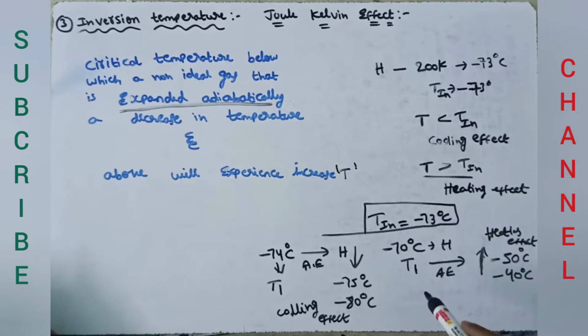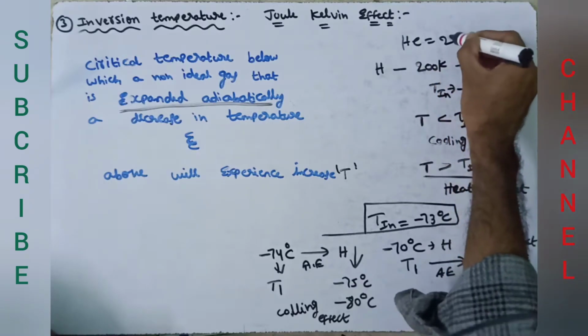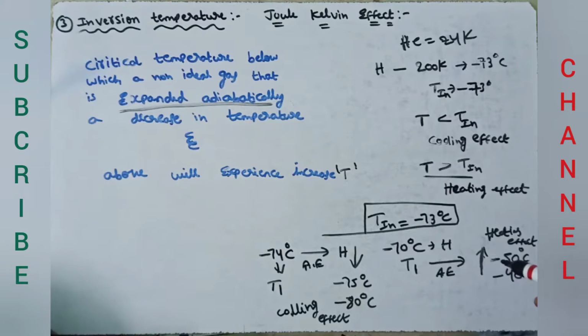For hydrogen gas, the inversion temperature is less than room temperature. For helium, the inversion temperature is a maximum of 24 kelvins. When we send 200 kelvins hydrogen gas through the porous plug, there is no heating effect or cooling effect, so it is called the inversion temperature.